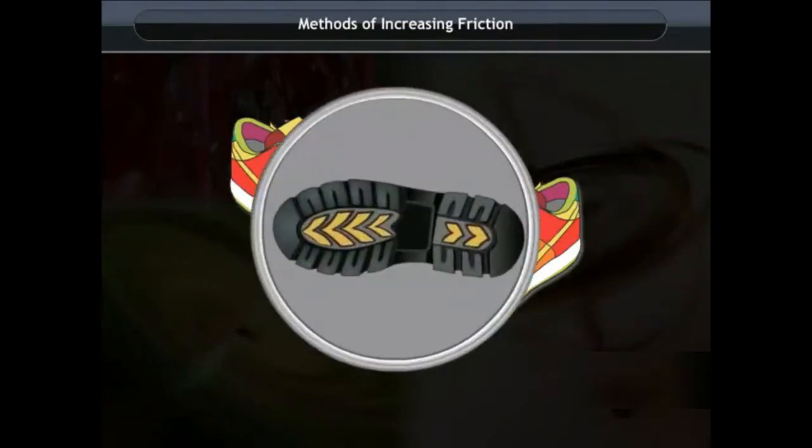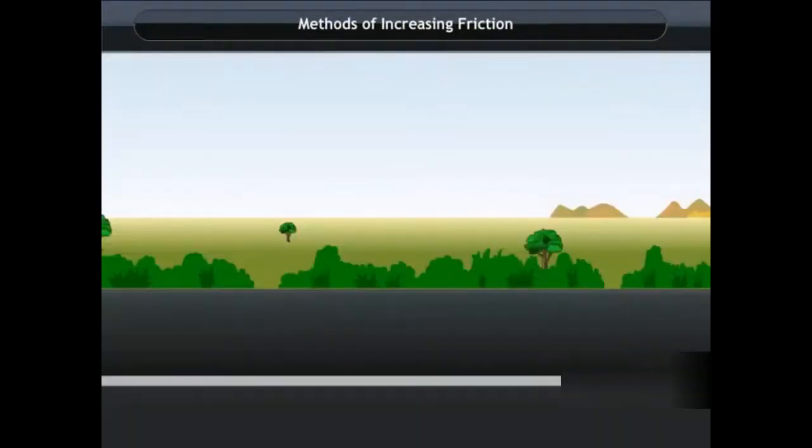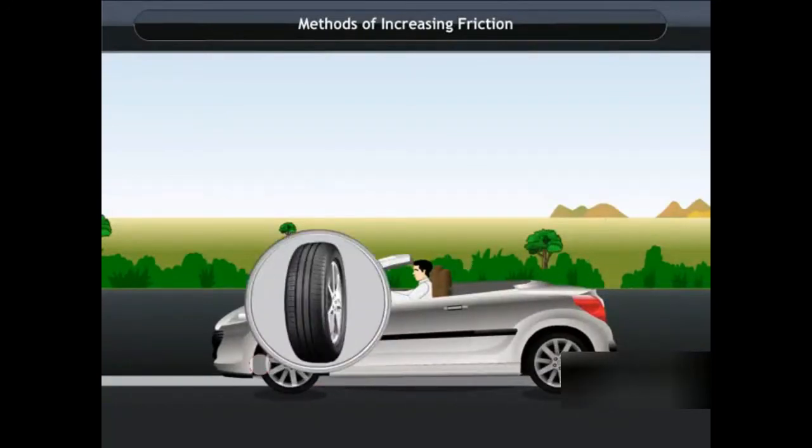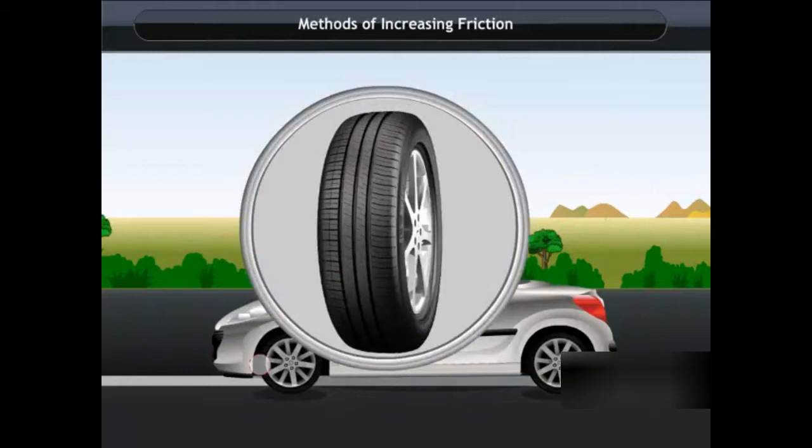Methods of increasing friction. Soles of our shoes are grooved purposely to provide them a good grip on the road while walking. Tires of the vehicles are specially treated so as to have a good grip on the road and have less chances of slipping while moving and taking turns on the road.